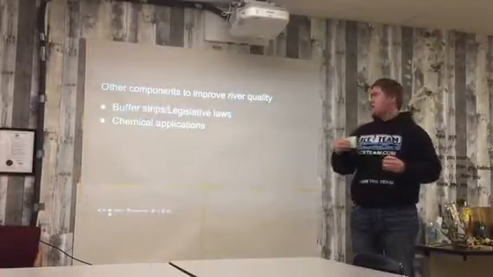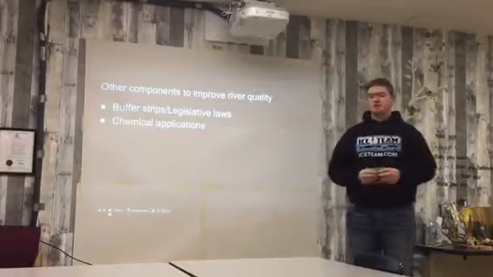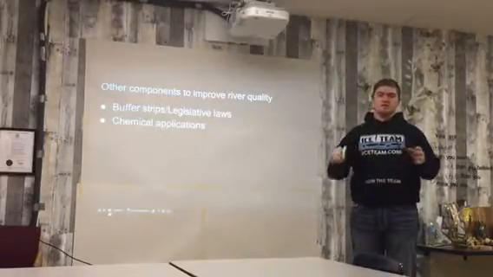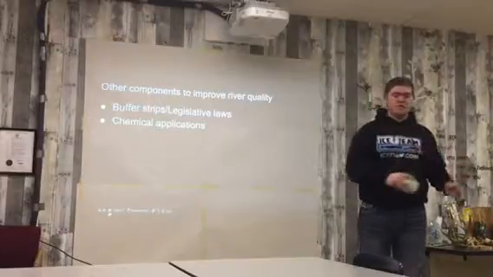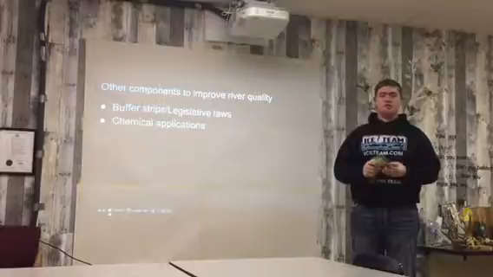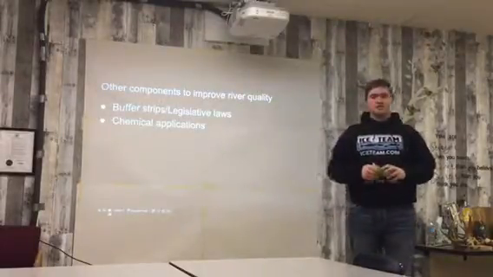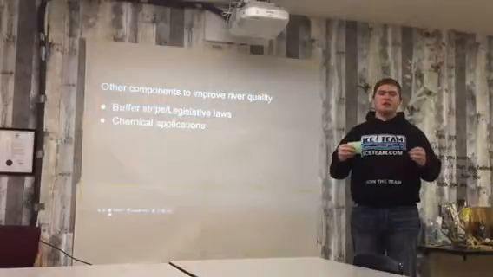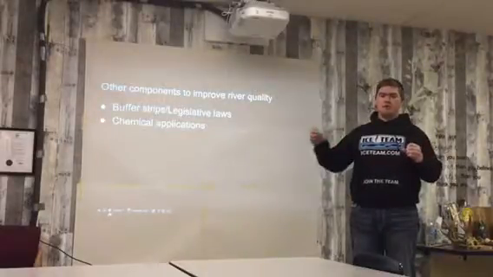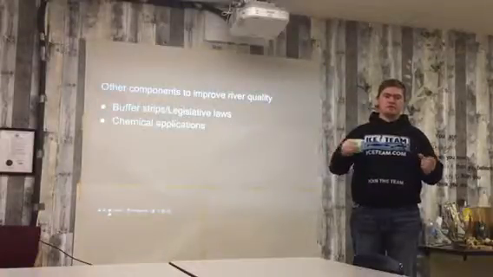Other components that play a role in river quality are buffer strips and chemical applications. A buffer strip is a piece of land that is between a crop field and any open water, whether it be a ditch, lake, stream, pond, or river. Chemical applications, if we can regulate and see how much chemical we apply, we can help make the river better by using less.